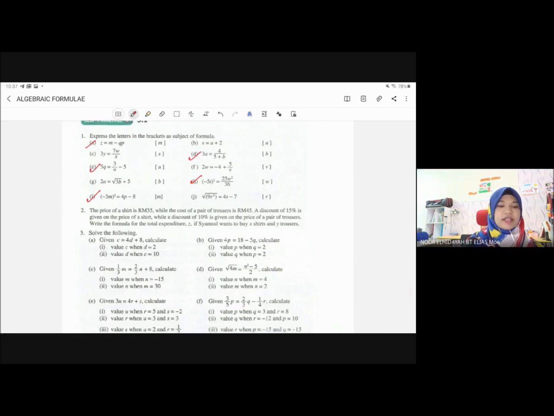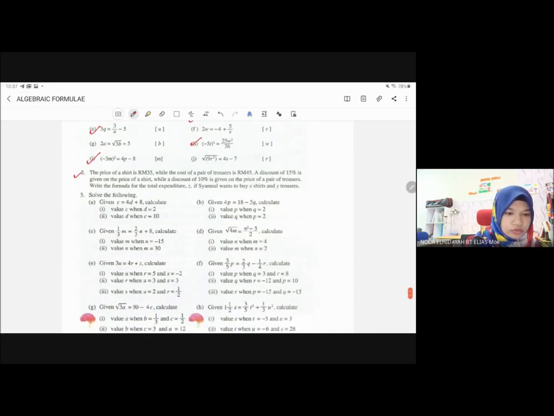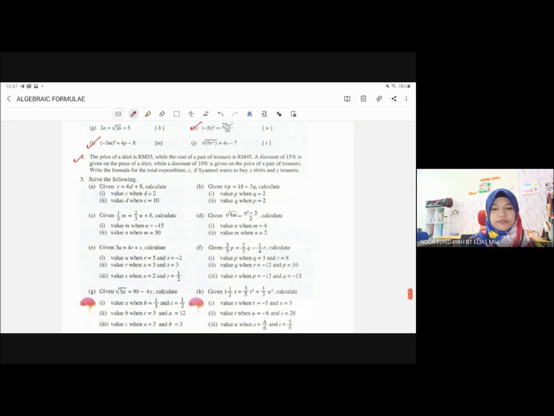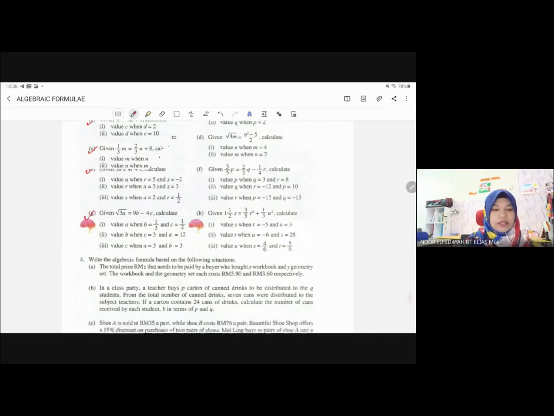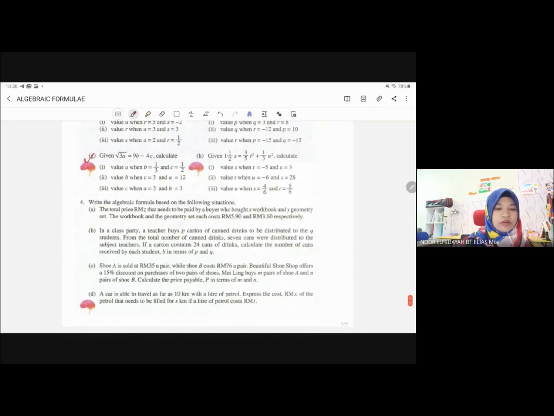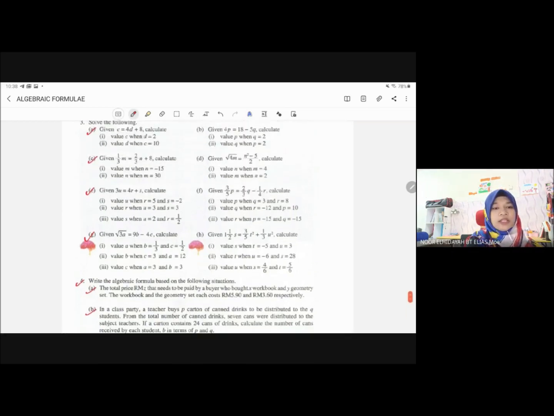Alright. And then question 2 you have to do. Okay. Kemudian question 3. Question 3 ada beberapa soalan. Jadi awak ambil question A, question C, question E. Okay. Number 3 ni cuma buat A, C, E. Alright. And then question G. Okay. Question G kena buat, H tak payah buat. Alright. And then question 4 buat A and B. Okay. Itu adalah minimum.